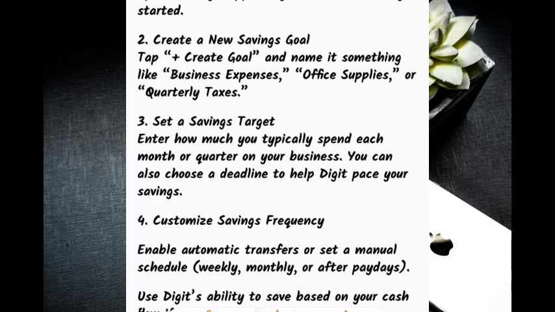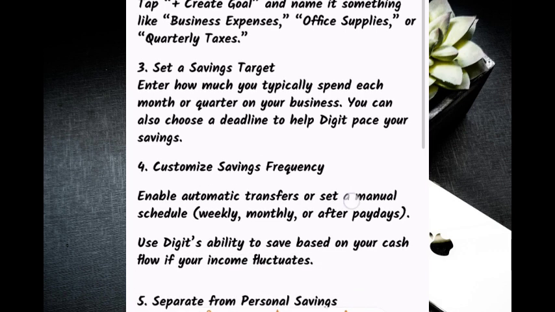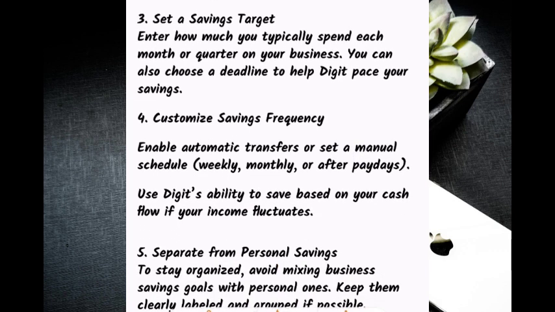And once that's done, you're going to need to set a savings target. So enter exactly how much you typically spend each month or quarter on your business. You can also choose a deadline to help Digit pace your savings. Customize saving frequency. Enable automatic transfers or set a manual schedule. Could be weekly, monthly, or after paydays. And use Digit's ability to save based, of course, on your cash flow, or if your income fluctuates.